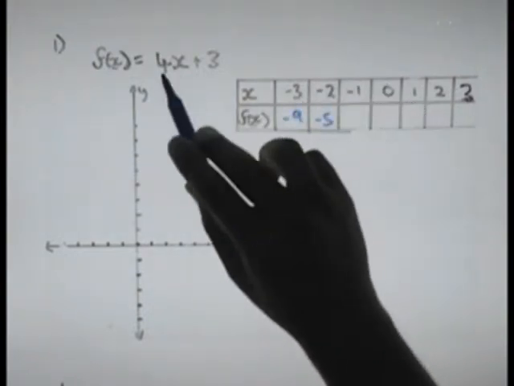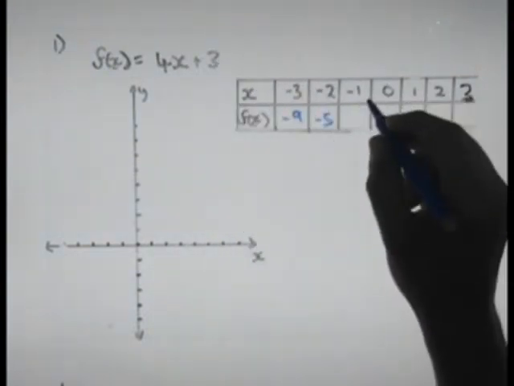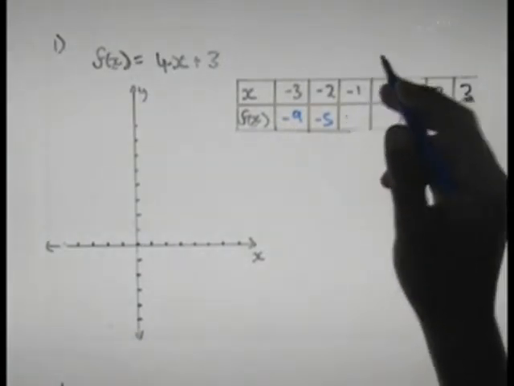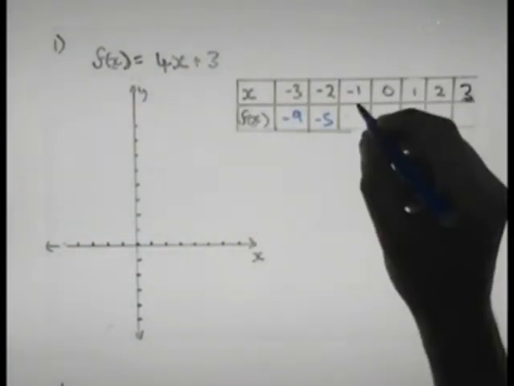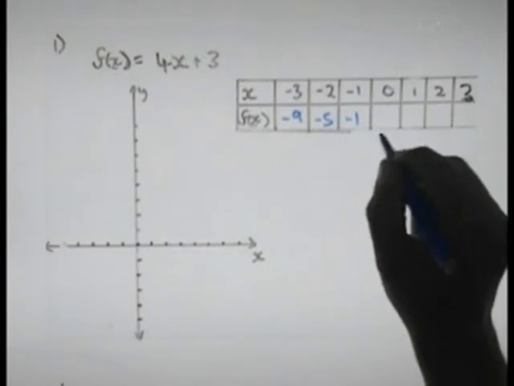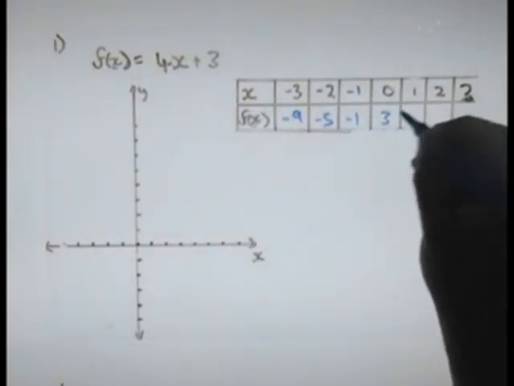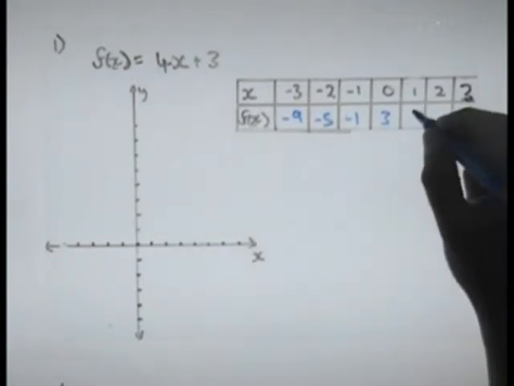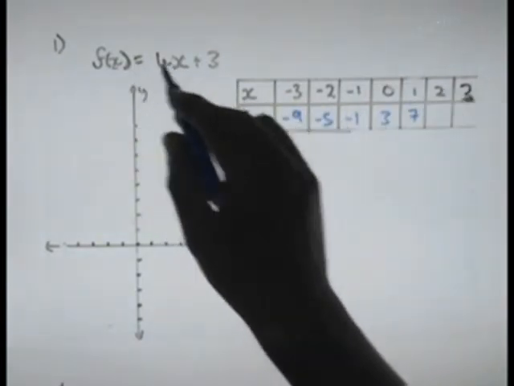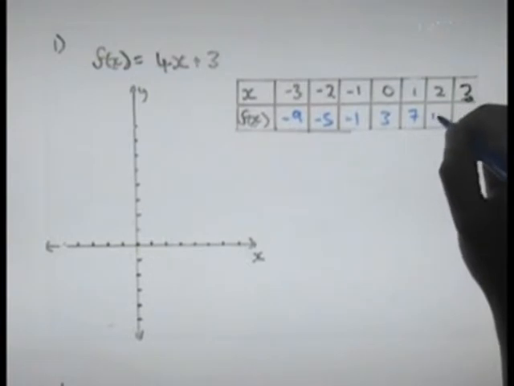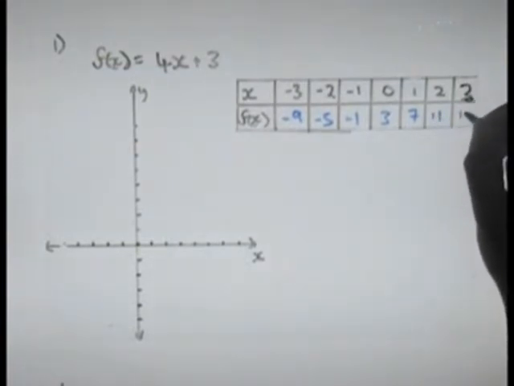The next one will be negative 5. 4 times negative 2 is negative 8 plus 3 is negative 5. 4 times negative 1 is negative 4 plus 3 is negative 1. 0 times 4 is 0 plus 3 is 3. 1 times 4 is 4 plus 3 is 7. 2 times 4 is 8 plus 3 is 11. And then 15.